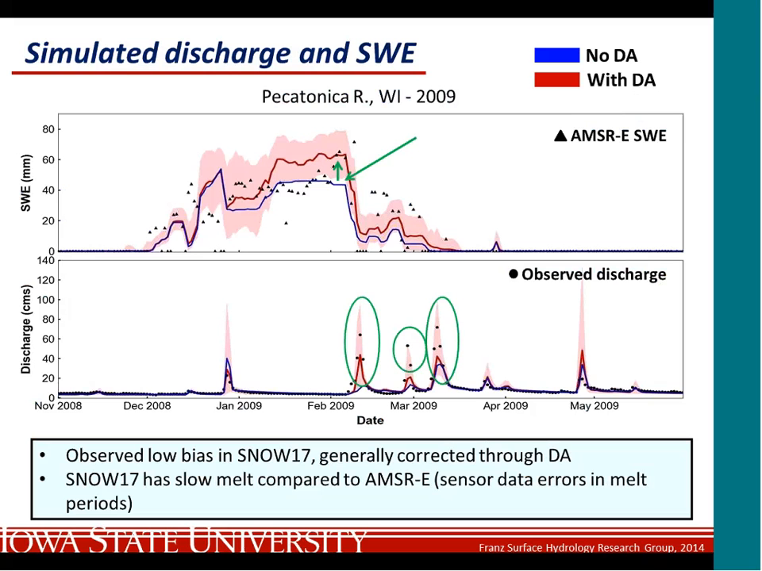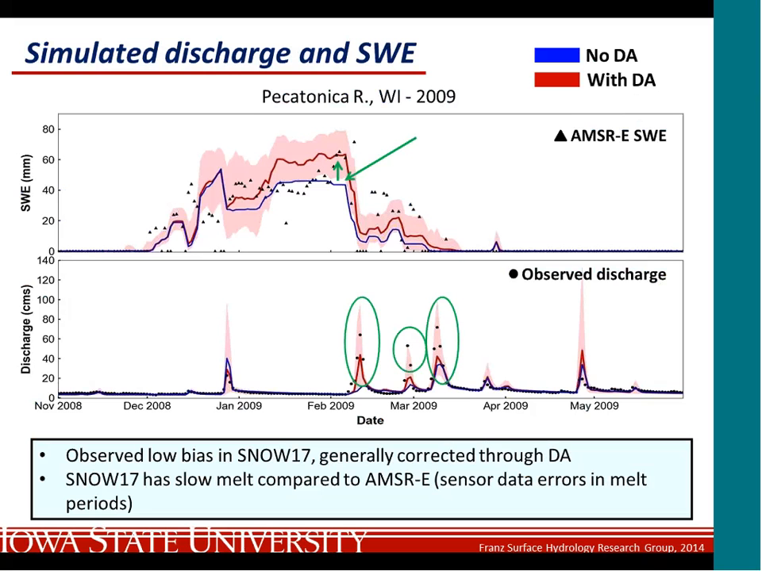This is the simulated SWE, snow water equivalent, up here from the snow model, and then the discharge from the Sacramento model. The mean of the DA ensemble is shown here in the red, and then the pink area is the range of the ensemble, or the uncertainty. And then the non-DA, again, is the blue. I'm showing the satellite observations here as the triangles.